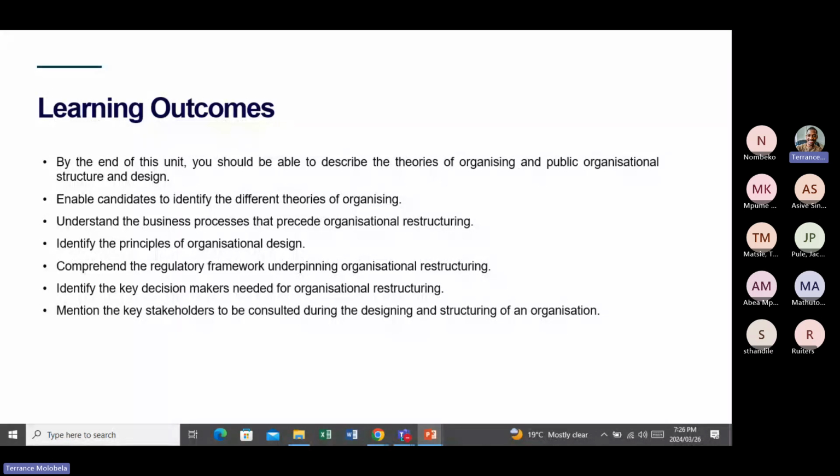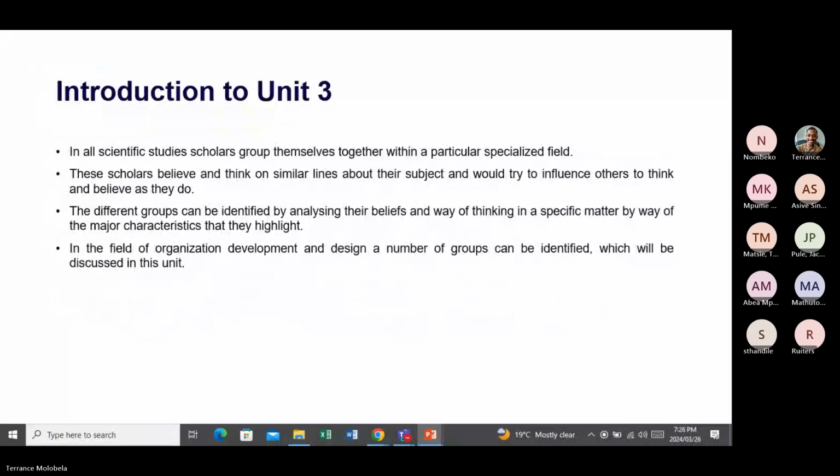So those were your learning outcomes that you must understand first, so that you will be able to remain in touch with Unit 3. Now, this is just the introduction of Unit 3. I'm not going to read that, but I can just read the second statement. Since we're dealing with theories in organizing or organizational restructuring, there are scholars that have developed such theories.